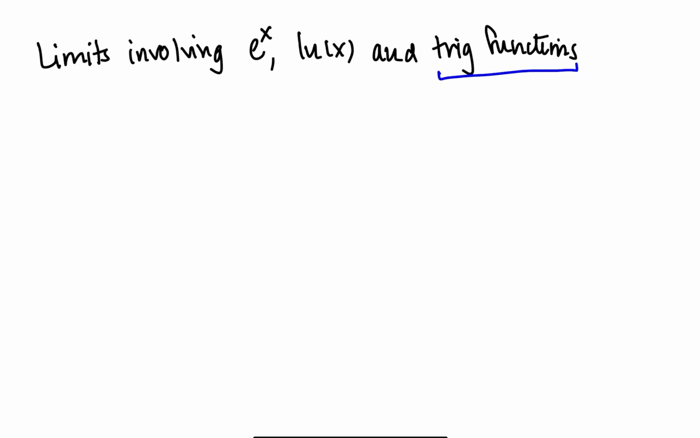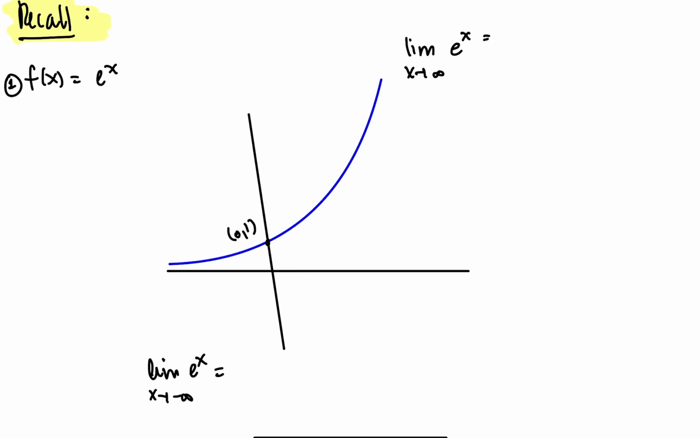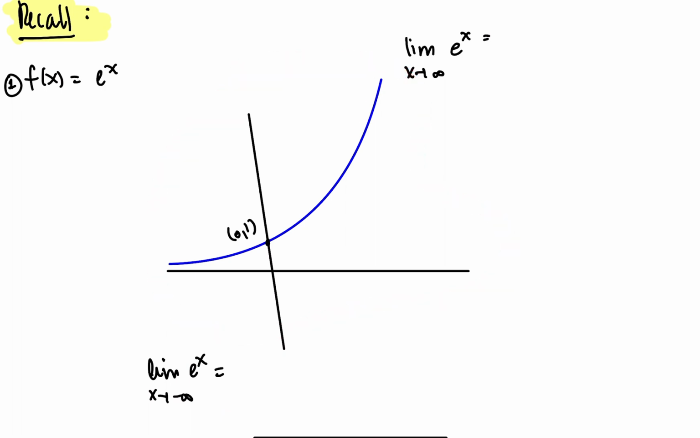Now, first of all, let's just recall the shape of these graphs. Hopefully you already watched the video going over the basics, but let's just review this. So we know that the graph of e to the x looks like this, and knowing the shape of the graph will allow you to find the limits. You don't have to memorize this.